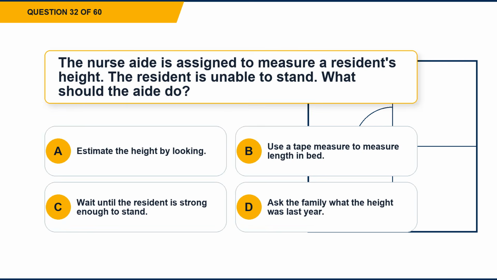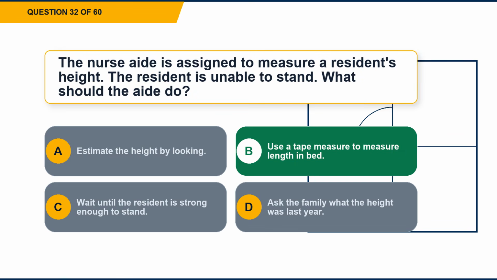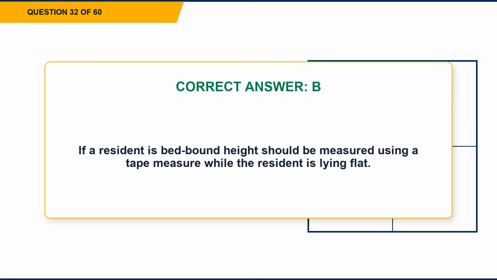Question 32. The nurse aide is assigned to measure a resident's height. The resident is unable to stand. What should the aide do? Option A, estimate the height by looking. Option B, use a tape measure to measure length in bed. Option C, wait until the resident is strong enough to stand. Option D, ask the family what the height was last year. The correct answer is option B, use a tape measure to measure length in bed. Explanation: if a resident is bedbound, height should be measured using a tape measure while the resident is lying flat.